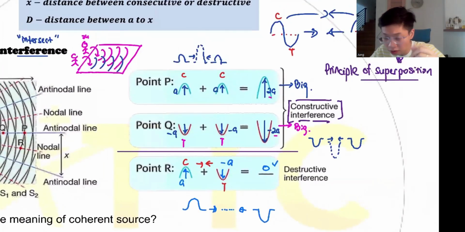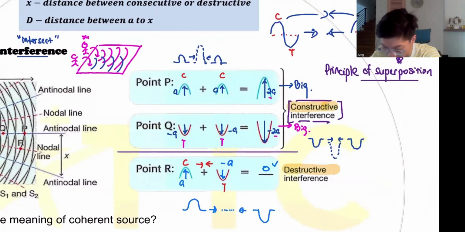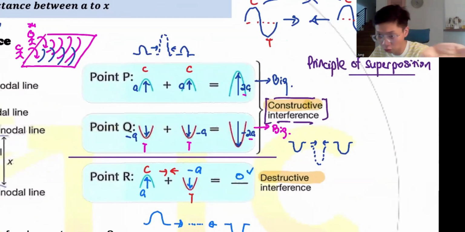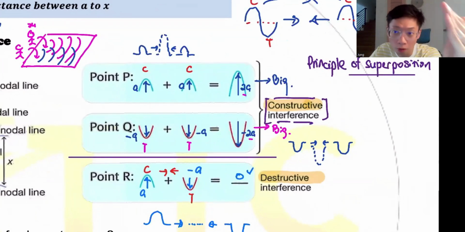So the keywords here are constructive interference, destructive interference, and then 2A, negative 2A, and 0. Anybody got any question up until this point? No? Okay, then we talk about some common mistakes.